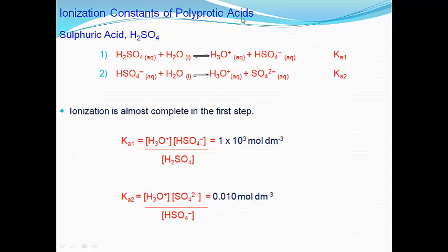That is to say that most of the H3O+ that is formed in the reaction is from the first step, and also that the HSO4- that is formed from the first step is not depleted by the second step, because the Ka2 for the second step is significantly, in fact, 5 orders of magnitude less than that of Ka1.